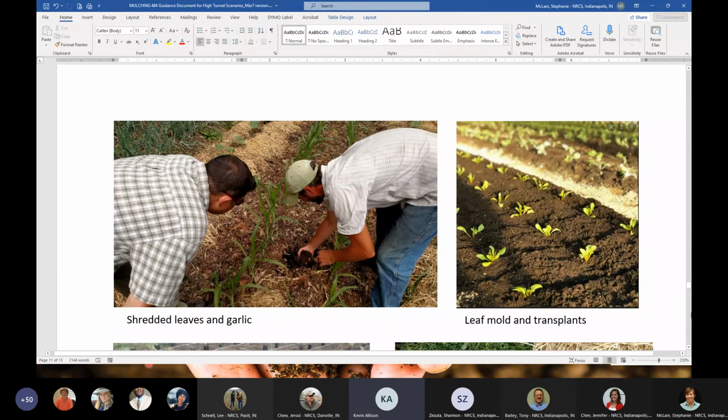Okay, a couple instances of using shredded leaves. That's garlic and Jared Chu on the left. That's just shredded leaves. Some people use whole leaves, some people use shredded leaves, some people use leaves that have been in a pile for a while. So there are different levels of decomposition and different applications for each of those, but in general, this leaf debris is going on top of the beds to serve as mulch. You can see the garlic on the left and the lettuce on the right.